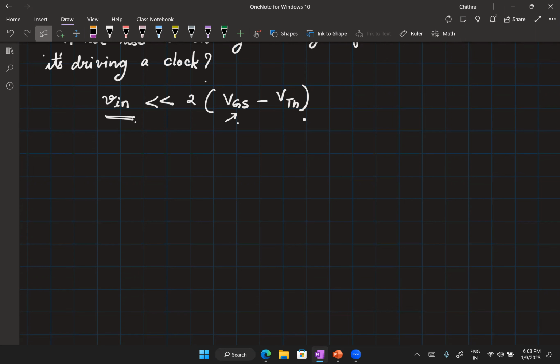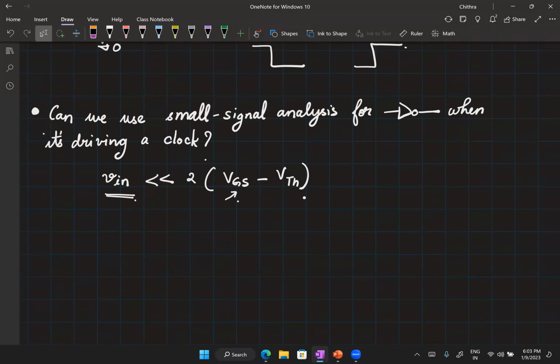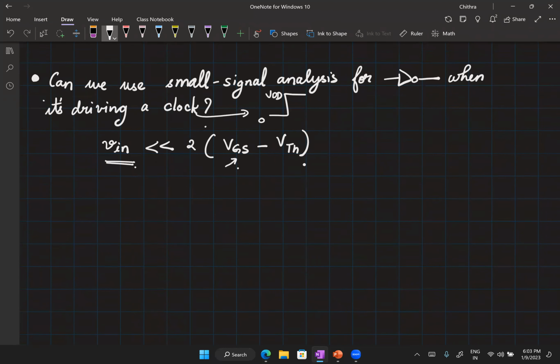But in our case, our signals are swinging from 0 to VDD. They are swinging so large such that even the region of operation of the transistor is going to change. So we are in large signal analysis domain, and you cannot do small signal analysis when you are talking about a clock that is varying from 0 to VDD. Is this clear? Okay. So now let us calculate.